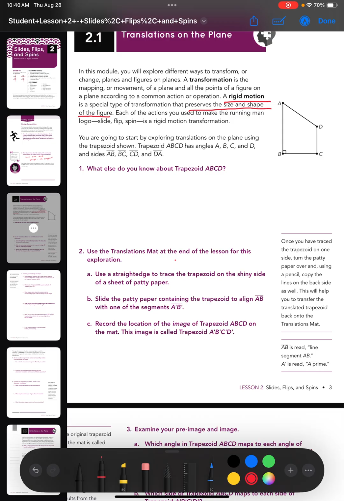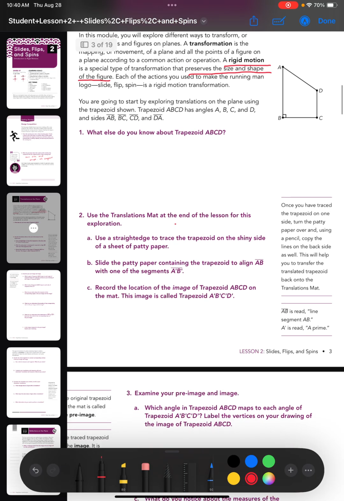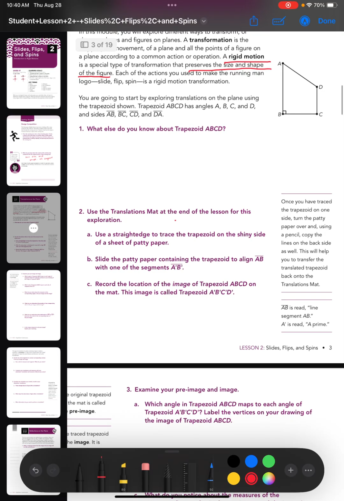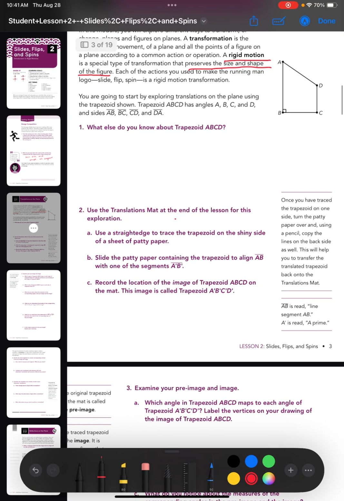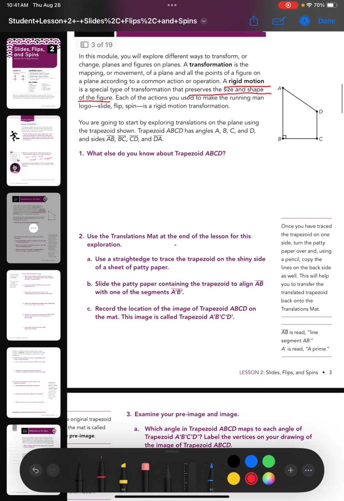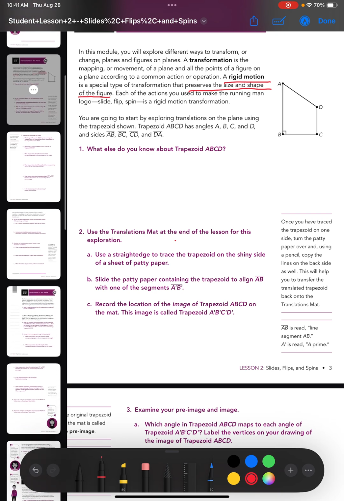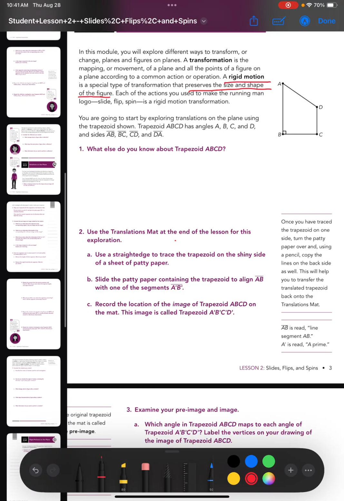Use a straight edge and trace the trapezoid on the shiny side of a sheet of patty paper. And then slide that patty paper containing trapezoid ABCD to a new location. So we have the pre-image and then the new image. Record the location of the trapezoid ABCD on the map. This image is called trapezoid A'B'C'D', the new image.